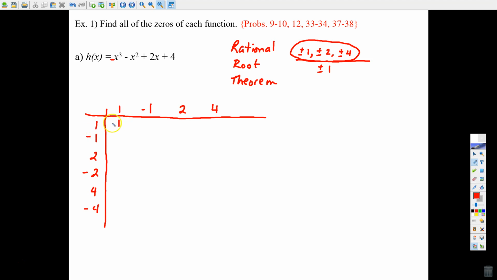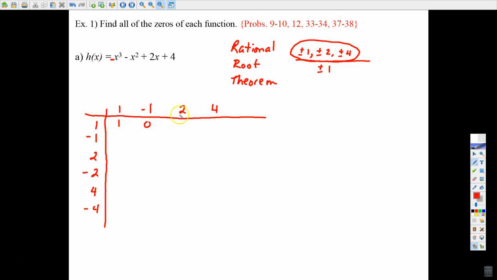So when I multiply, I'm going to multiply 1 times 1. And remember, with synthetic division, we always add after that. So I'm just going to multiply 1 times 1, I get 1, and now I'm going to add to the next number. So 1 plus negative 1 is 0. Okay, and this is repetitive. We're going to do that same thing again. This time I'm going to multiply 0 times 1.